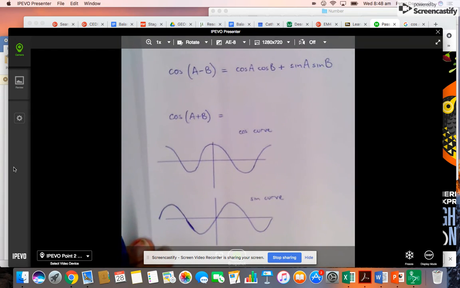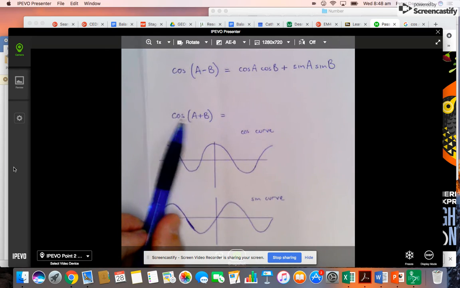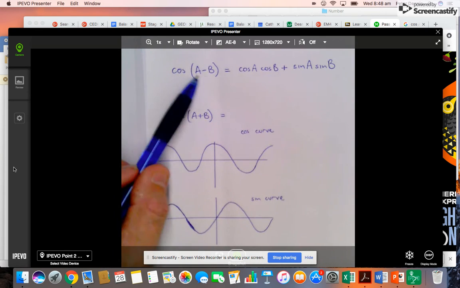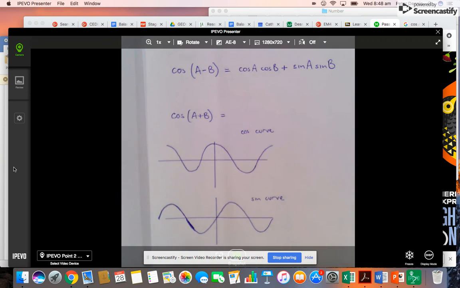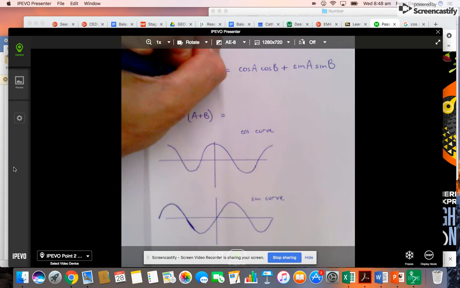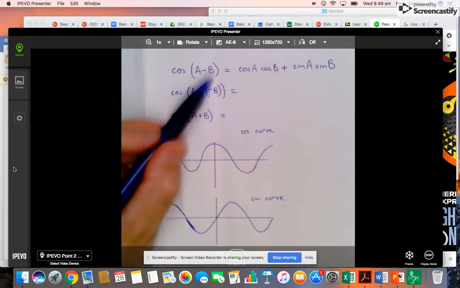To go from there, because that's what cos A minus B equals, it'd be nice to know what cos A plus B equals as well. So let's have a look at rewriting this. Instead of cos A minus B, let's do cos A minus minus B. And what happens when we put minus B in instead of B?